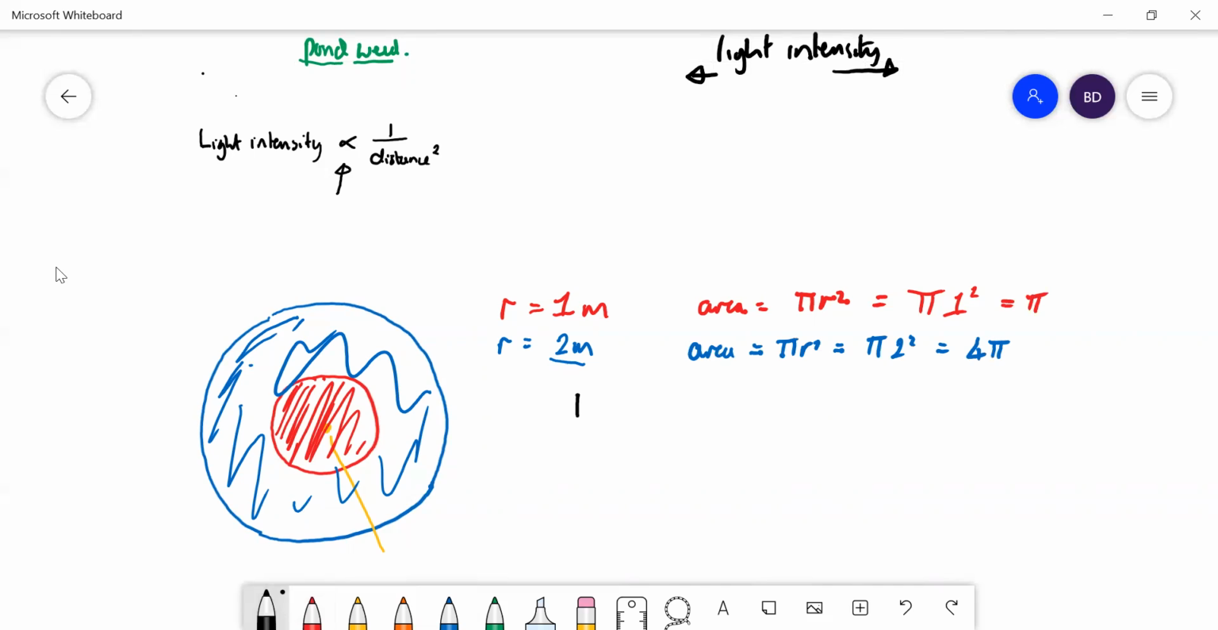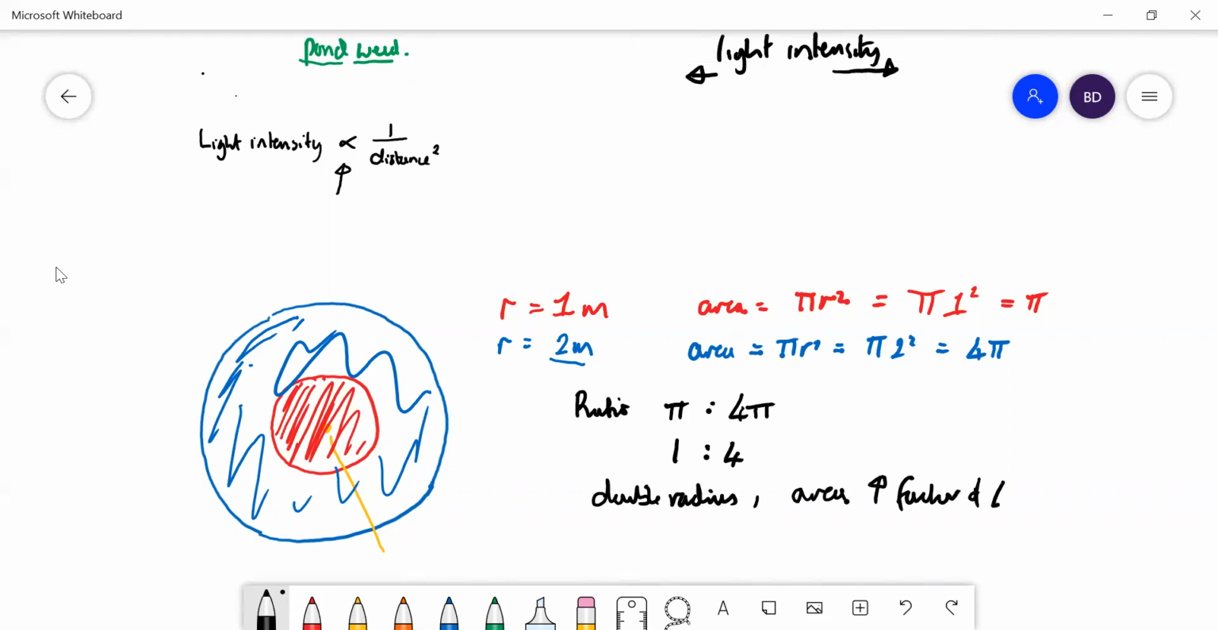As you increase the radius, the ratio is 1 pi to 4 pi. In other words, dividing through by pi, it's 1 to 4. So by doubling the radius, we have increased the area that the light is spread over by a factor of 4. In other words, 2 squared. And that's why it's proportional to 1 over distance squared.